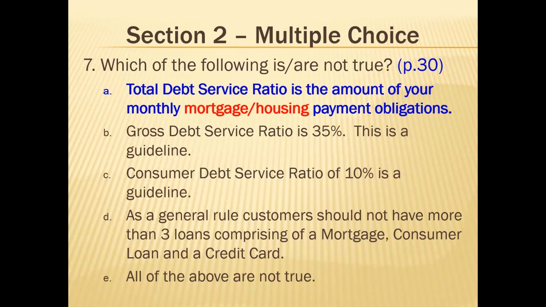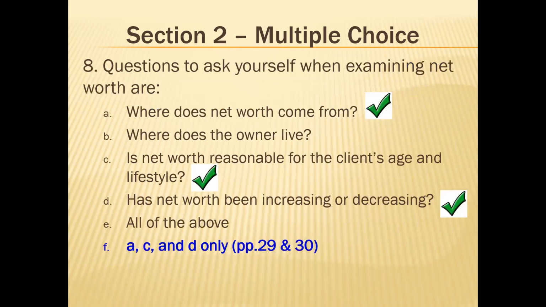Okay, we move to question number 8. Questions to ask yourself when examining net worth. A is a question to ask: where does net worth come from? B is not a question we ask. C is a question we ask: is net worth reasonable for the client's age and lifestyle? And D: has net worth been increasing or decreasing? So it's A, C, and D only. Again, you can reference pages 29 and 30 for that.